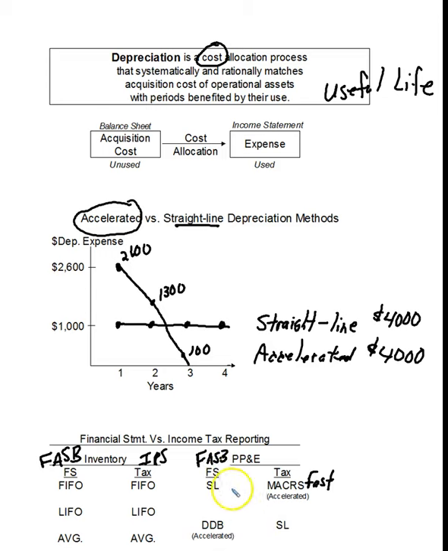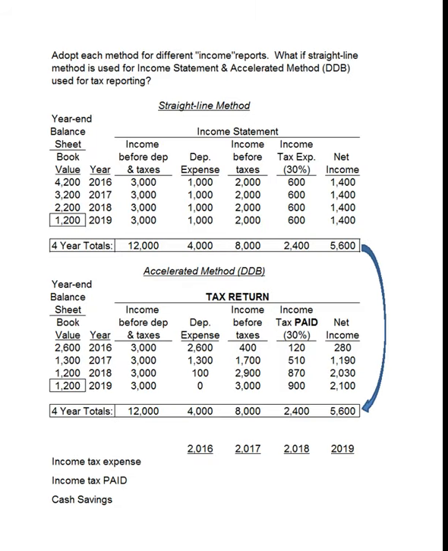Okay, well, a common strategy is to use straight line for financial statements and an accelerated method over here for tax purposes. So let's look at what that would look like.